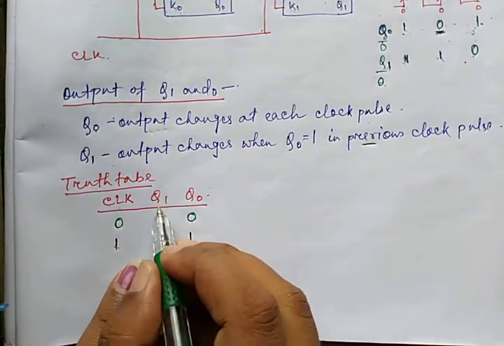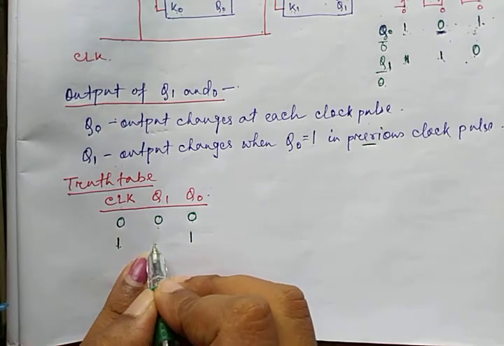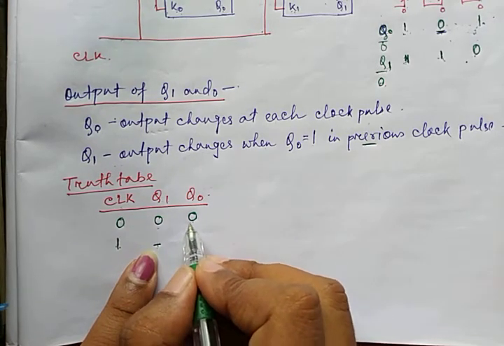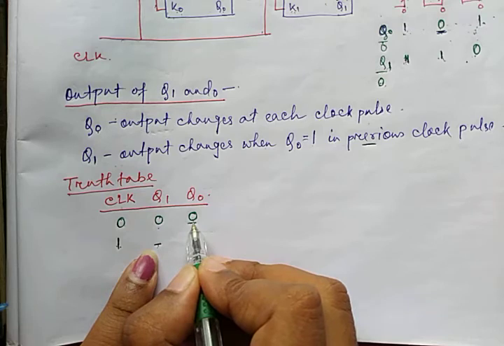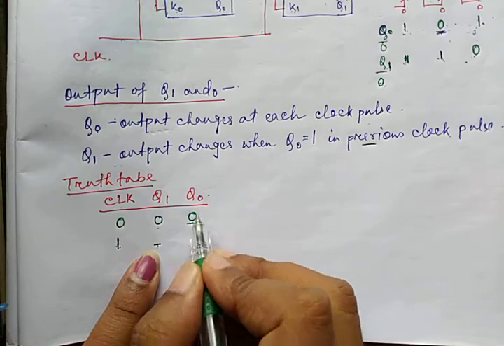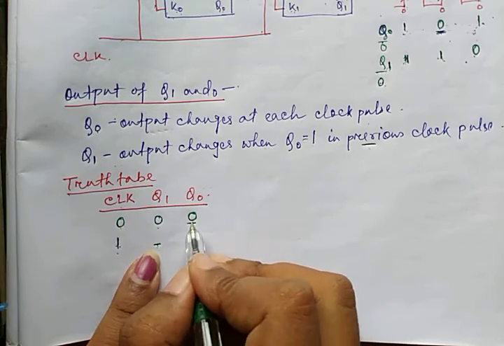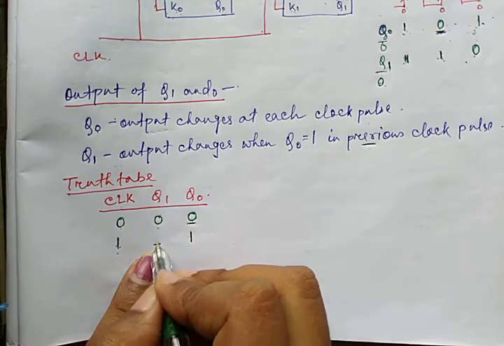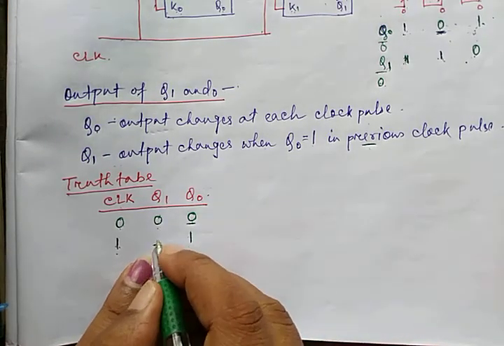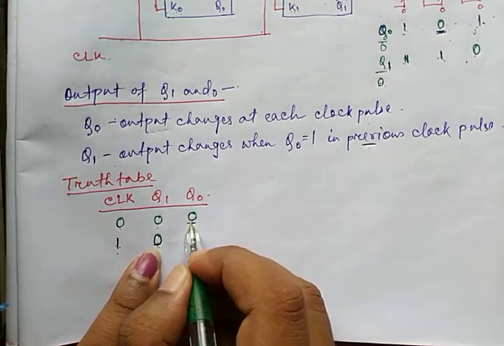Okay, so Q1 is 0. Now for the changes of Q1 we have to see the value of Q0 in the previous clock pulse. So Q1 will change when Q0 is 1 in its previous clock pulse. Previous clock pulse means if clock is 1, we have to check clock 0 for Q0 in order to change Q1. So as Q0 is 0, it will not change, that is its previous value is 0. Now it will be again 0. It will not change as the previous value is 0.